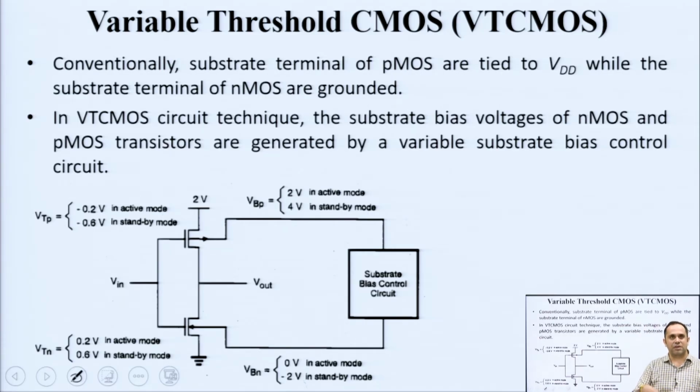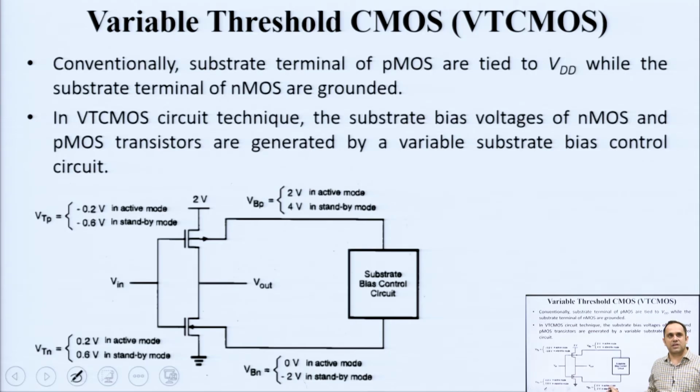While we want correct operation during active mode, we operate in a normal way, and in the standby mode, or the sub threshold mode, when the transistor is supposed to be off, we effectively increase its threshold voltage, and when its threshold voltage is increased, there are more chances of sub threshold current being reduced. The same happens to this PMOS. When it is in active mode, you have some positive voltage, and in the standby mode this positive voltage is increased.